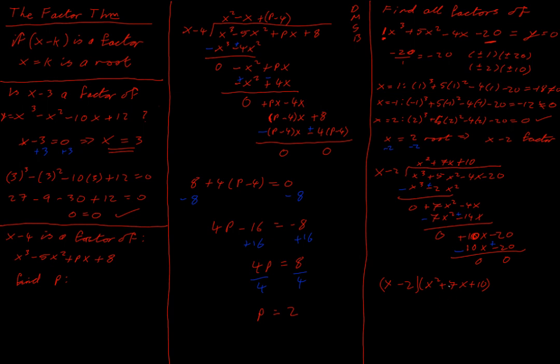Now we can factorize this quadratic in the way that we already know how to factorize quadratics. You've already done that lots. When you factorize that, you will get x plus 5 multiplied by x plus 2. By factorizing this quadratic, you get these two factors. You already know how to factorize a quadratic, and that is our job done. We have found all of the factors of our cubic equation.